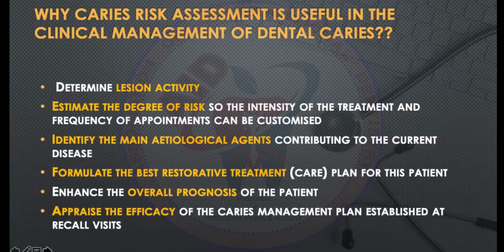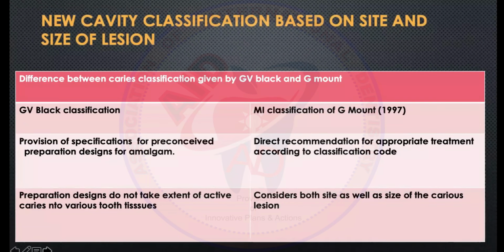So when you recall that patient on a frequent visit, you can check how effective your treatment plan is. Because at the subsequent visit, if you find the same etiological factor responsible for the caries, then you can very well understand that the efficacy of your treatment plan is not there. But if you see that whatever the etiological factor was, you are able to remove that factor, that means your caries management plan was effective. So that is the reason risk assessment of that patient is very, very important.